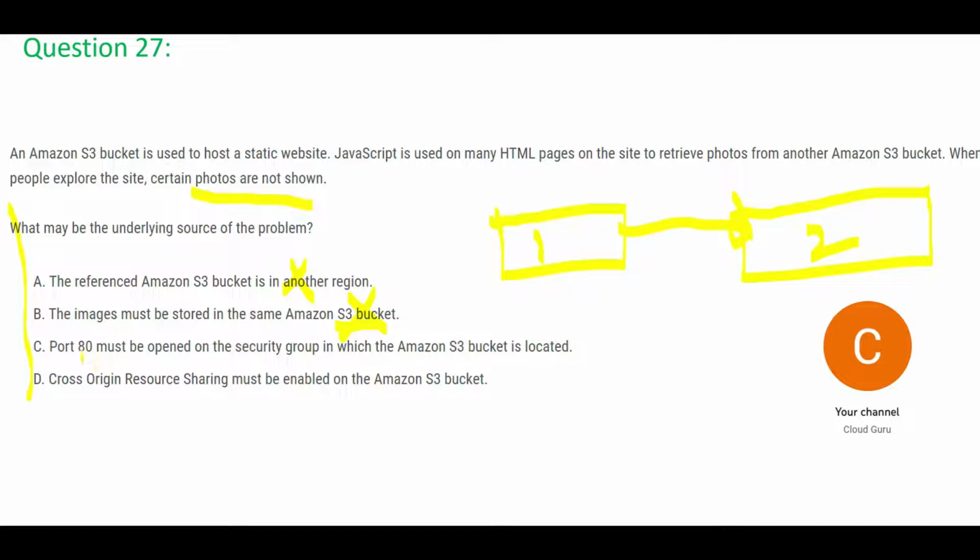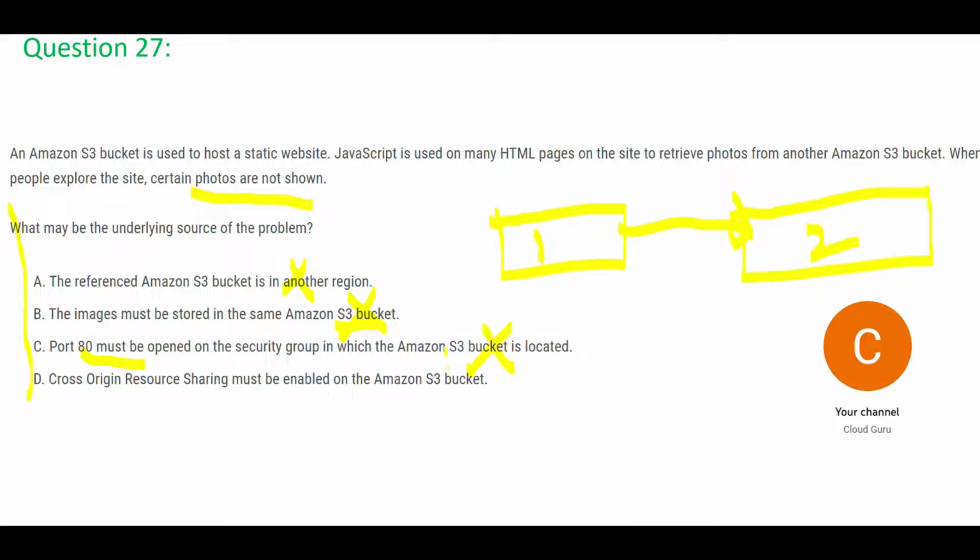Third says that port 80 must be opened. Port 80 is used for HTTP communication and port 443 is used for HTTPS. That's the secured website protocol. Now, these two ports are always available. We do not set these. These are always available by default, and it is used for communication within AWS regions, within AWS cloud environments as well as on-prem.